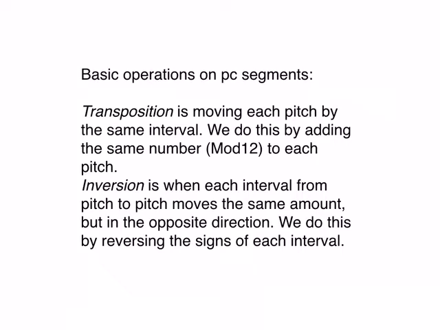We can also transpose down by going counterclockwise, but if we're just talking about mod 12 arithmetic, we can go up 8 or down 4. So generally when we state these in positive terms, we mean that we're just going clockwise. Inversion is when each interval from pitch to pitch moves the same amount, but in the opposite direction. We do this by reversing the signs of each interval. So let's look at an example.